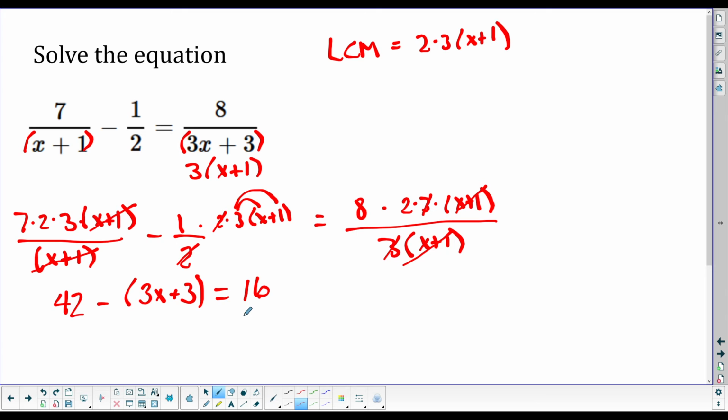Okay, and so now I've turned this back into just a regular old equation, and I can go ahead and solve that. So this got a little bit messy right through here, and there's just a lot to write. So we're taking this least common multiple and multiplying it by each one of these fractions, and we're simplifying and rewriting. And so if I continue on here, this is going to be 42 minus 3x minus 3 is equal to 16. And then 42 minus 3 is 39. Minus 3x is equal to 16.